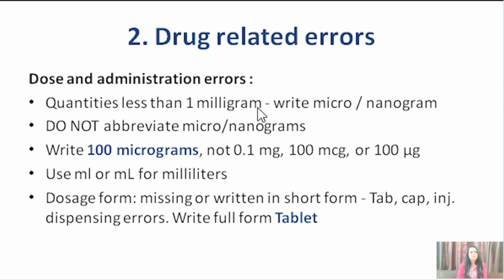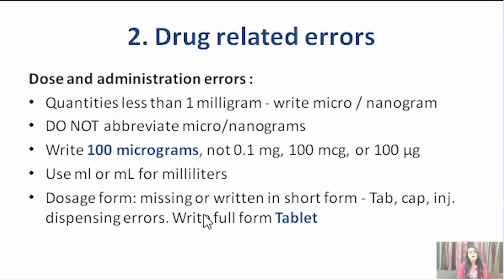Quantities less than 1 milligram, write as a micro or nanogram. Do not abbreviate micro or nanogram. Write 100 micrograms and not 0.1 mg or 100 mcg or 100 microgram. So you have to write in a full form. Use ml or m capital L for the milliliters.